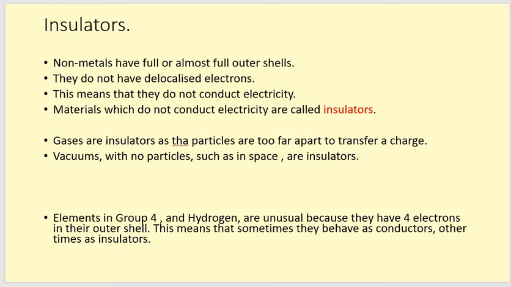Now, insulators are the opposite of conductors. They are non-metals, and their shells are full or very nearly full. So they've got 6 or 7 electrons, so they need 1, 2 or 3 more to be full up. And it's quite easy for them to fit another one on. It's much easier to gain 1 or 2 than it is to lose 5.